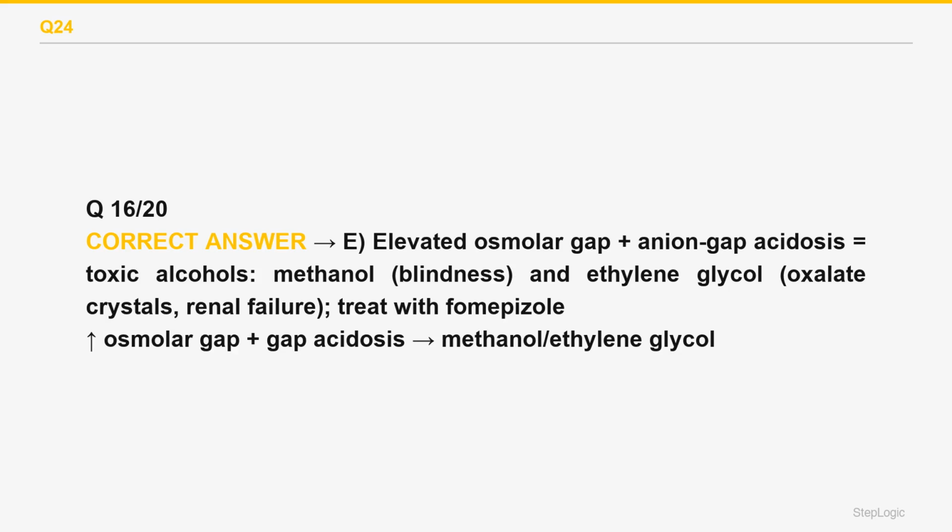The specific toxicities distinguish them. Methanol, in windshield fluid and moonshine, is metabolized to formic acid, causing optic neuritis, nerve damage, and blindness. Ethylene glycol, antifreeze, is metabolized to oxalic acid, forming calcium oxalate crystals that cause acute renal failure and hypocalcemia. Both are treated with fomepizole, an alcohol dehydrogenase inhibitor that blocks formation of the toxic metabolites, or ethanol, plus dialysis. The elevated osmolar gap with anion gap acidosis pointing to methanol and ethylene glycol, treated with fomepizole, is the answer.